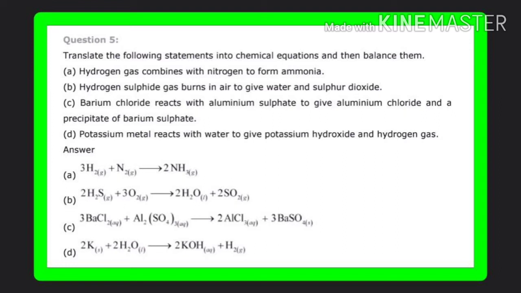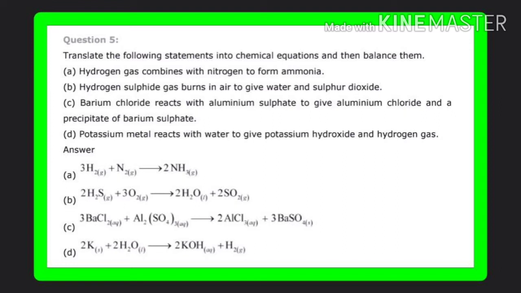Now if you remember, I told you hydrogen sulfide is H2S and burns in air, which means you will have to add oxygen, that is the addition of O2. H2S plus O2 gives you H2O plus SO2, and you balance the reaction on your own.